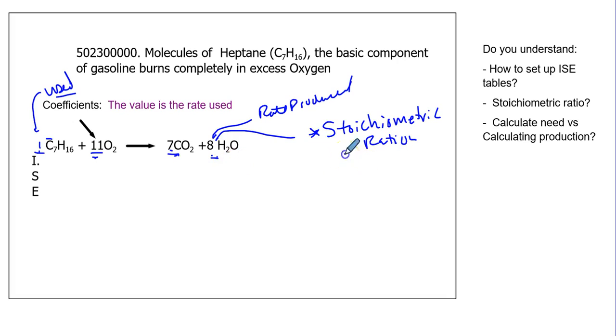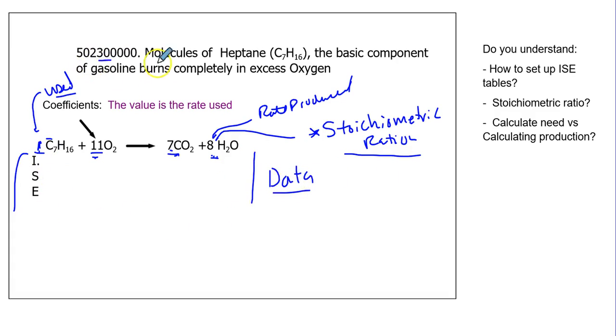Not a terribly complicated idea. If I got 800 waters produced, how many of these did I consume? And that would be 100. Okay, so 1, 11, 7, 8. This little thing might be the first time you've seen this. It's called an ICE table. How do I set it up? It really is just a data table that I use to store information in.